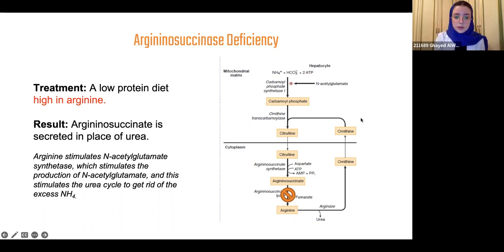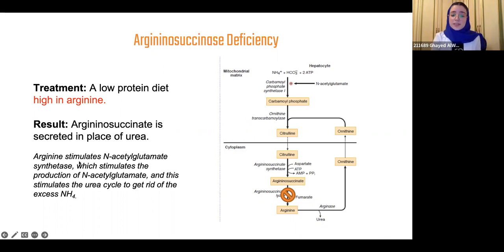And so for these people, you also want to give a low protein diet. If you have a low protein diet, you'll have less ammonia. So the urea cycle doesn't have to work as much. That's one way to think of it. And the reason why we give a diet that's also high in arginine is, if you remember, do you remember what arginine stimulates? Is it too soon to ask that question?